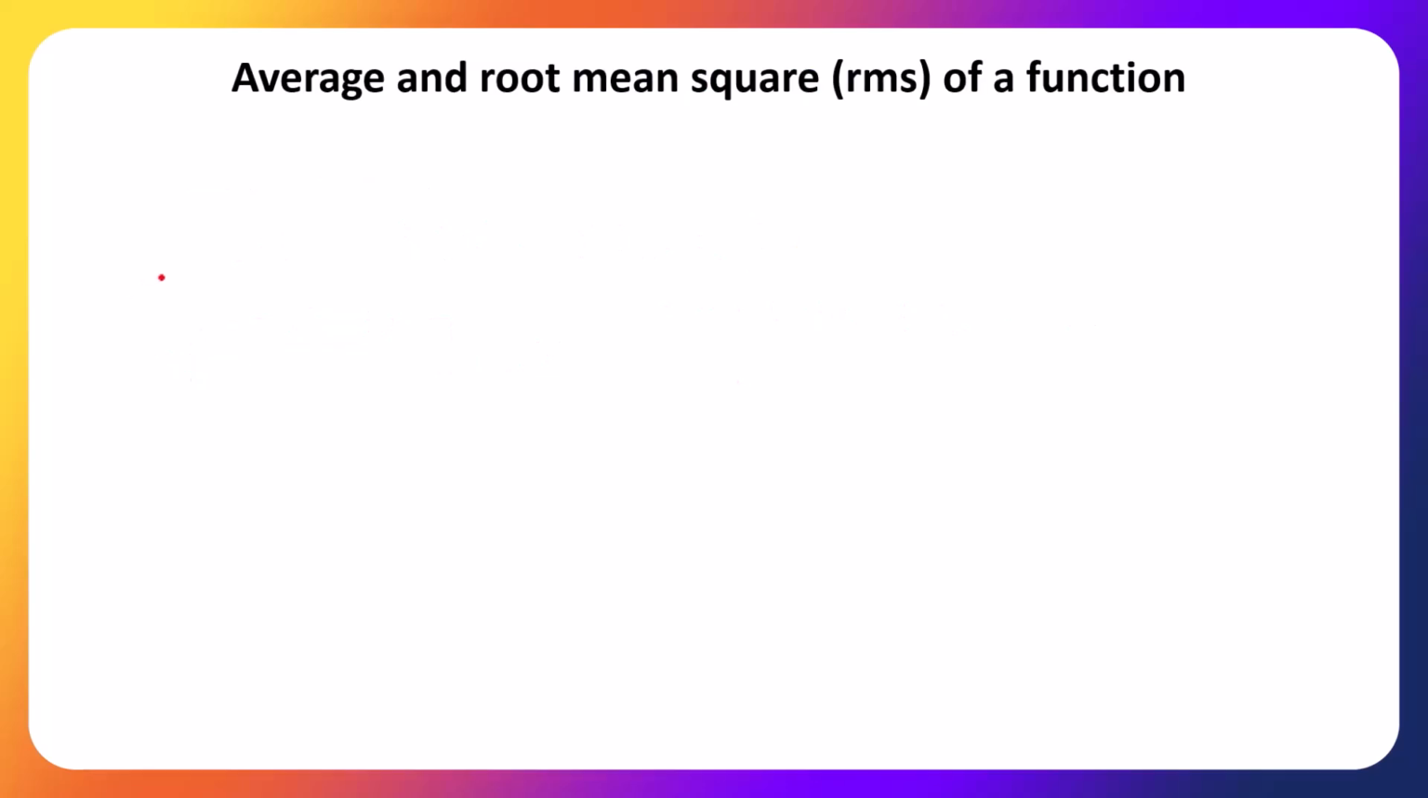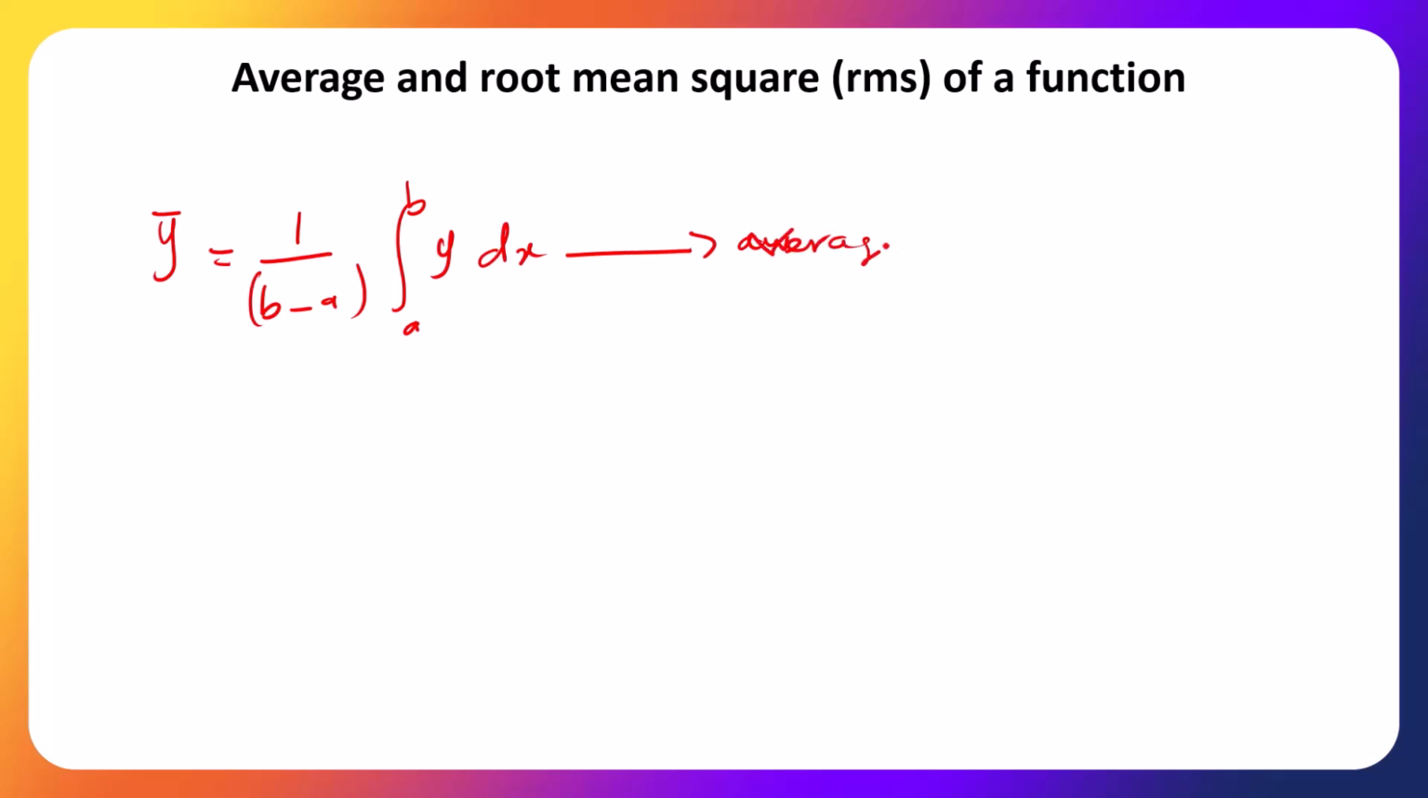Now, let's look at the average and root mean square of a function. In general, the average of a function is given by y bar is equal to 1 over b minus a, the integral moving from a to b of y dx. This is the average of a function.